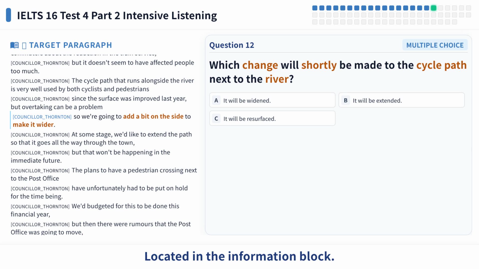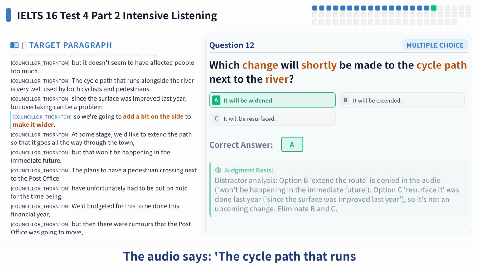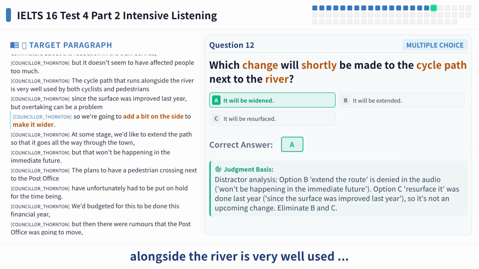Located in the information block. The audio says, the cycle path that runs alongside the river is very well used, but overtaking can be a problem, so we're going to add a bit on the side to make it wider. The signal phrase, "we're going to," directly introduces the answer.